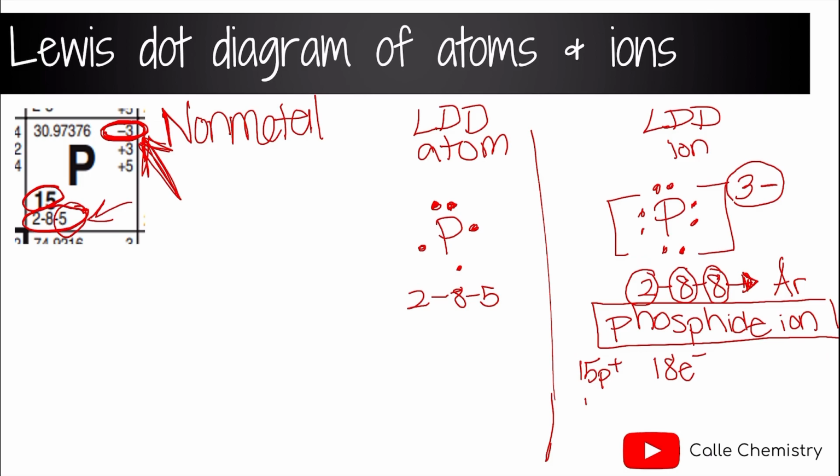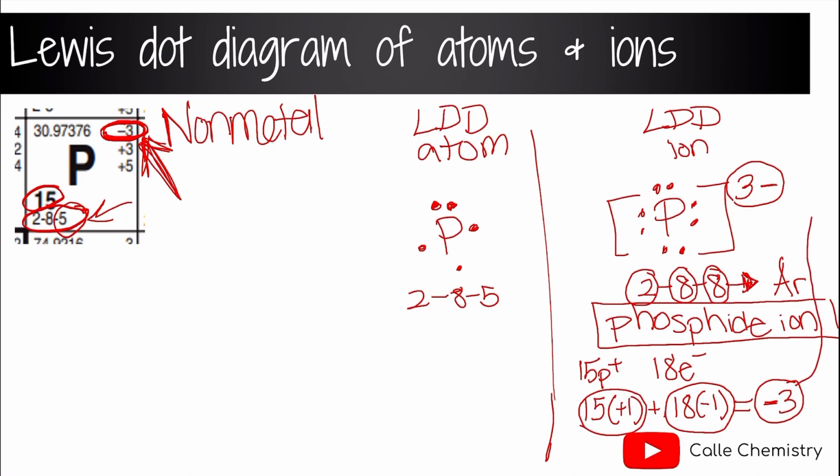Let's do the math. 15 times the charge of each proton, which is +1, plus 18 times the charge of each electron, which is -1. Add this up. Here we got 15, here we got -18, and that gives us -3 as the net charge. And that is why phosphide ion has a -3 charge.